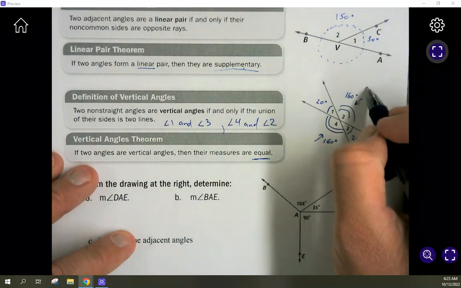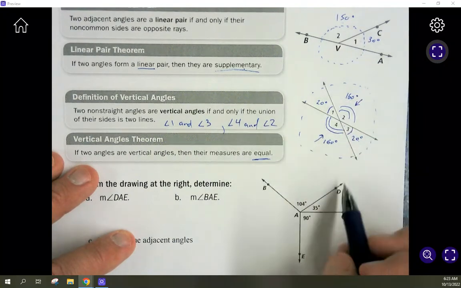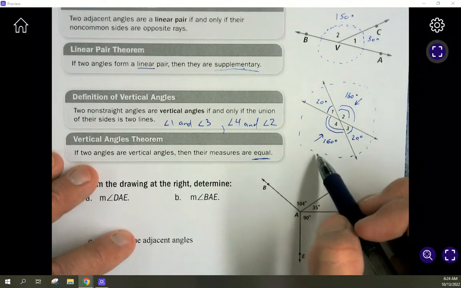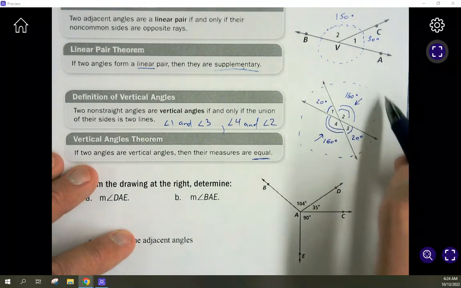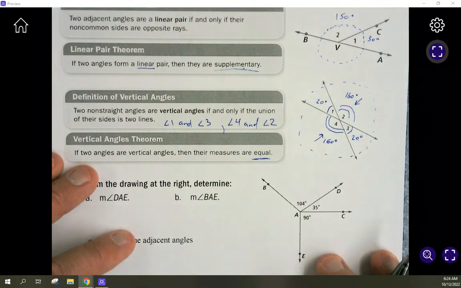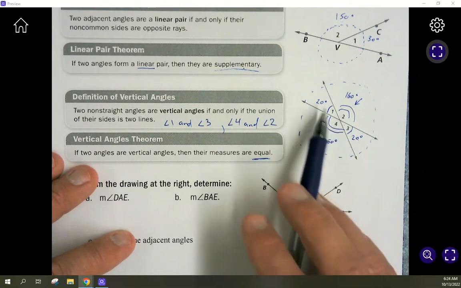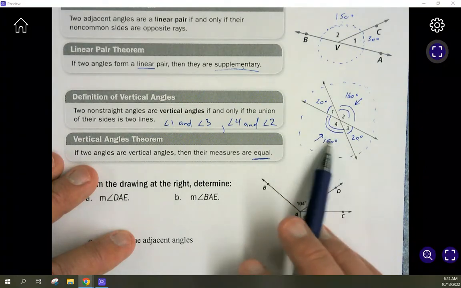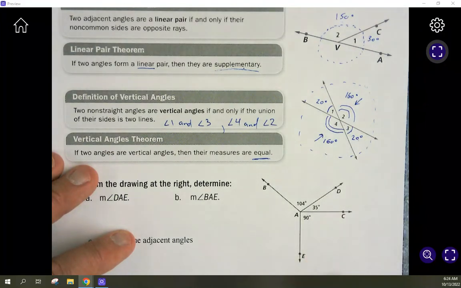And if I add up all of these, 160 and 160 is 320, plus 20 is 340, plus 20 is 360. All the way around, I've got a full circle here. These have to add up to 360 degrees. So opposites or verticals here are going to be equal. Linear pairs are going to be supplementary and add up to 180. And a full circle now is going to equal 360.